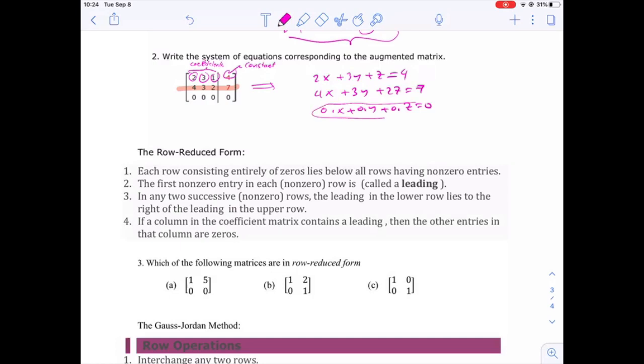But actually we don't need to write this. We can skip this because this is 0 equals 0. We don't need to write that as an equation. So if you skip this, that's fine. So that comes from the third row. So this is how we obtain a system of linear equations from an augmented matrix.